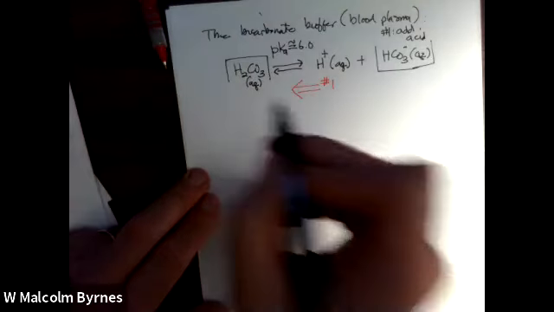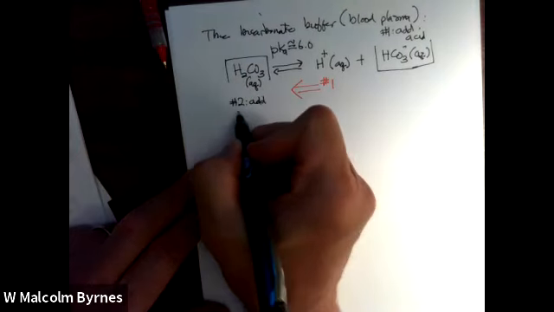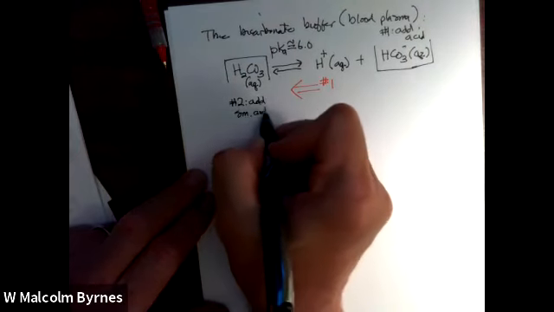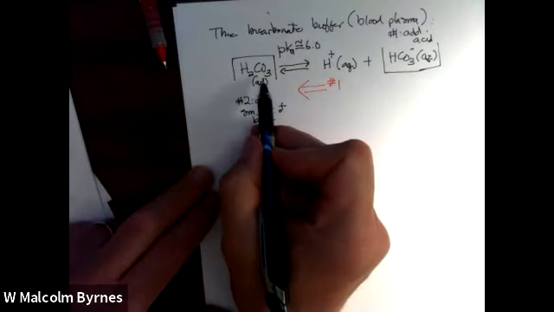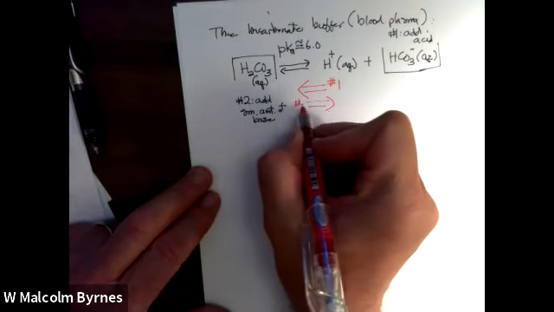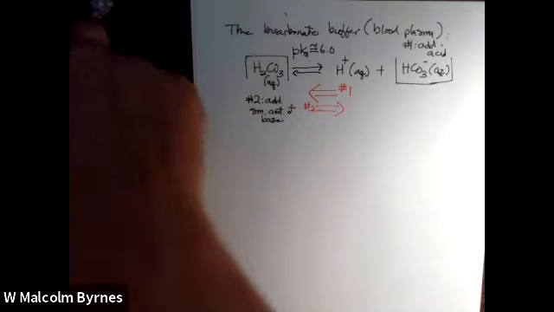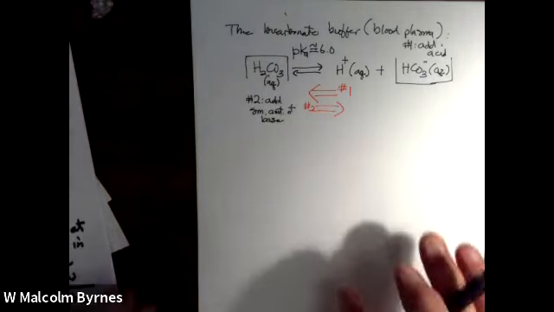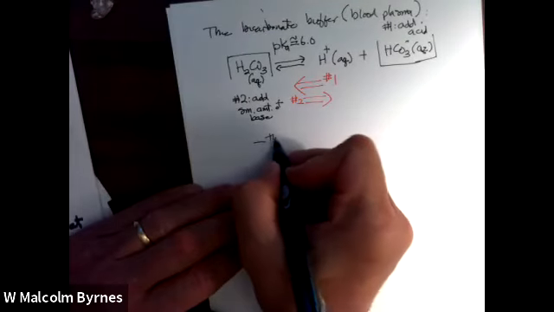But if you add a small amount of base now, that will react with the carbonic acid, and the equilibrium will shift in the other direction to accommodate that change, that disturbance. And so what happens is that there's not much change in pH. And I want to illustrate that with an equation called the Henderson-Hasselbalch equation.